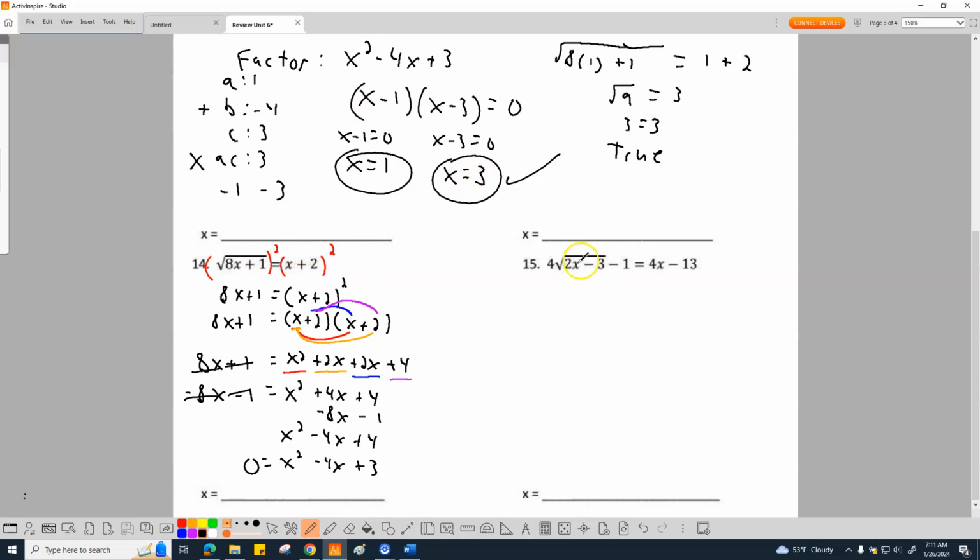I'm going to leave 15 unsolved. I want y'all to solve this one. And anybody who can solve this one, I'm going to give extra bonus points to. Good luck.